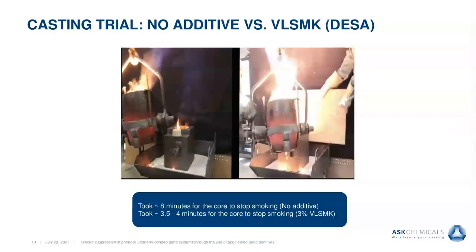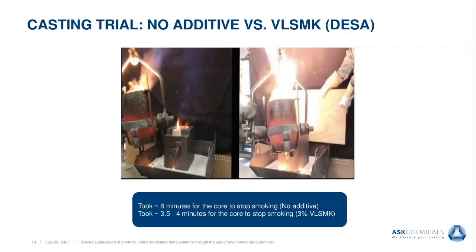Okay, so what you can see, and you just saw in the video, is that clearly there's no question with the additive. We can definitely suppress quite a bit of smoke there. It took about 8 minutes when we analyzed each of these videos. It took about 8 minutes for the core with no additive to stop smoking, and about 3 to 4 minutes for the core to stop smoking in the presence of the additive. So that already gives you an idea that what we saw in the lab was in pretty good correlation with what we see in the foundry.